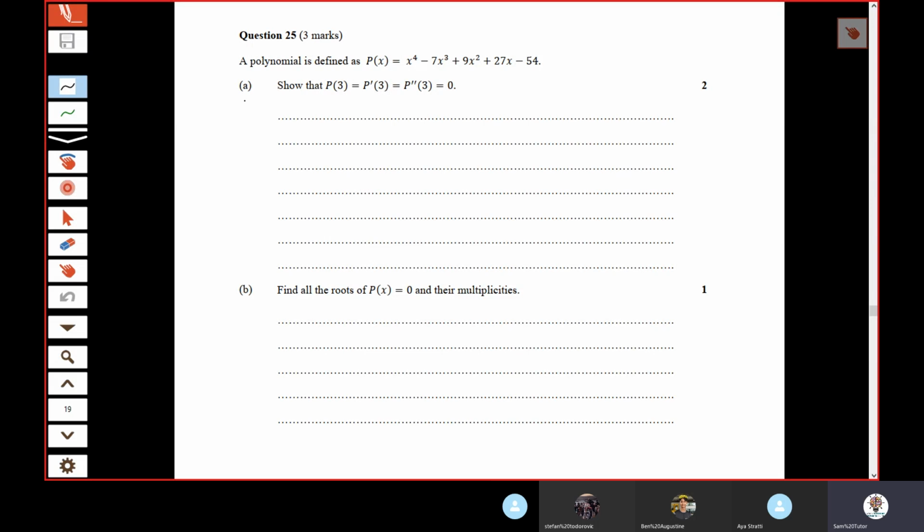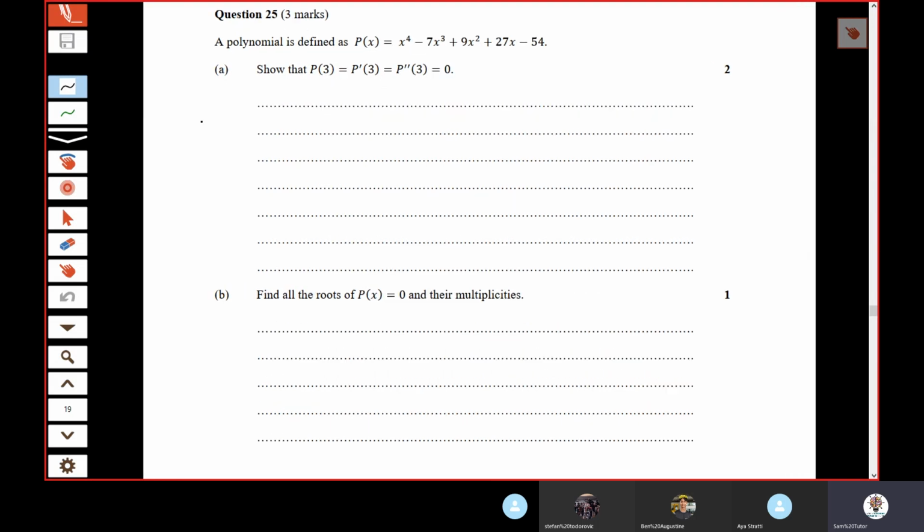Let's do it. A polynomial is defined by p of x equals blah, blah, blah. Show that p of 3, p dash of 3, p double dash of 3 is equal to 0. Easy. You're just obviously going to sub in 3, which equals 0. P dash of x becomes 4x cubed minus 21x squared plus 18x plus 27. Sub in 0.